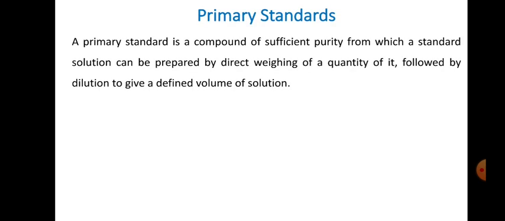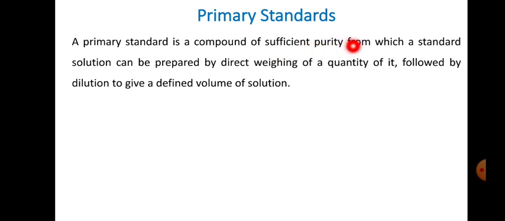Now we'll move to the next point, that is primary standards. So what is a primary standard? It is a compound of sufficient purity from which a standard solution can be prepared by direct weighing of a quantity of it followed by dilution to give a defined volume of solution. So these are the standards or the substances present in high purity form, and the purity is sufficient.